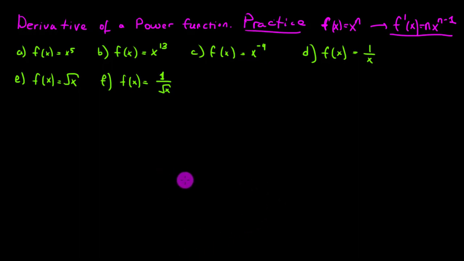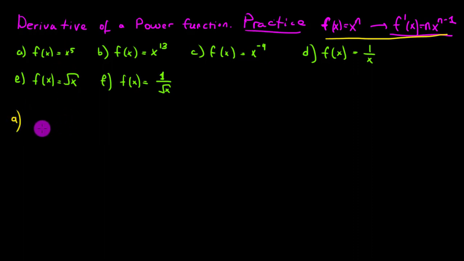Okay, now we will do some practice problems of finding a derivative of a power function using our rule, this rule. So you have some power function x to the power of n. You will just use this formula and find the derivative. Okay, first A, solution.